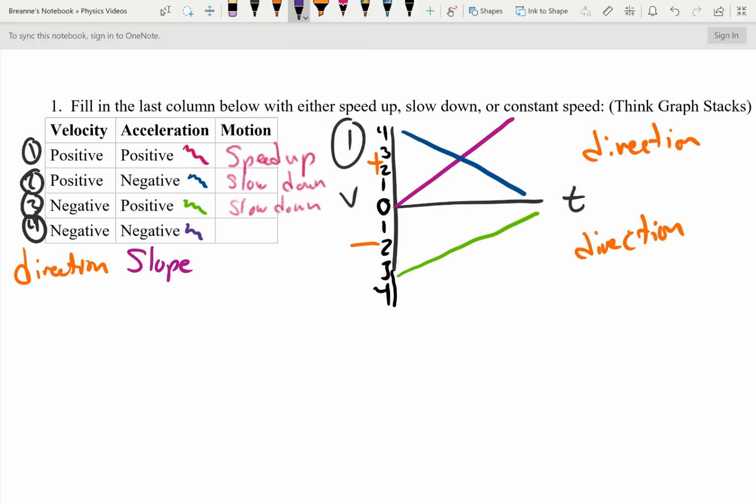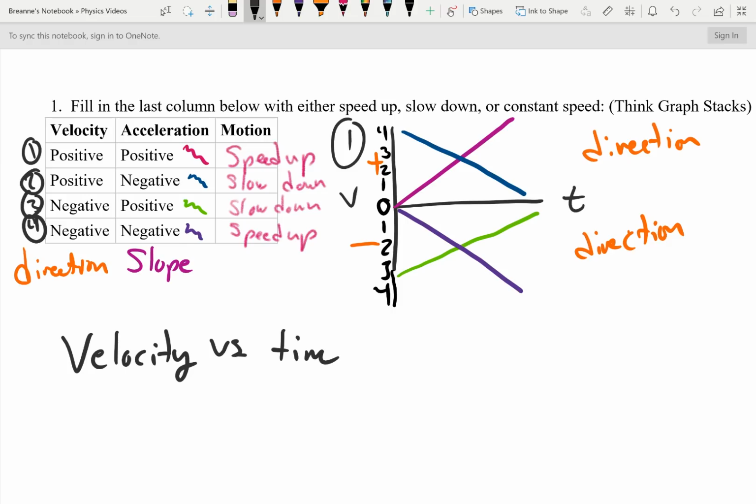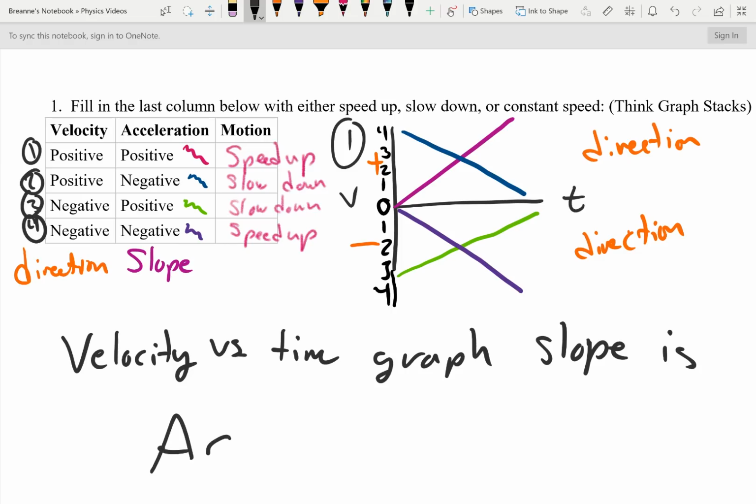So then for number 4, we're in the negative direction, negative slope. So our numbers are getting bigger. So we are now speeding up. Remember, for velocity time graph, your slope is acceleration. Your slope is acceleration.